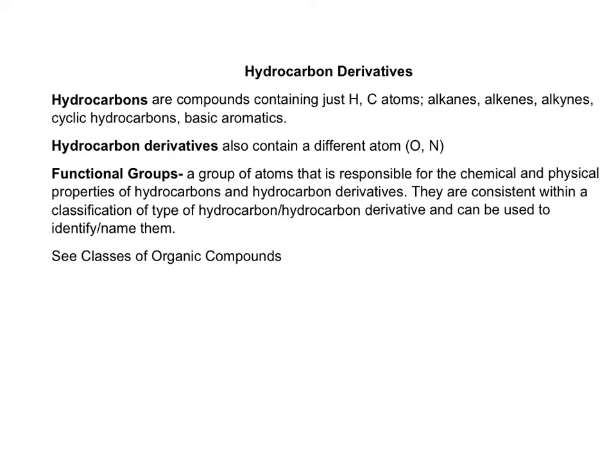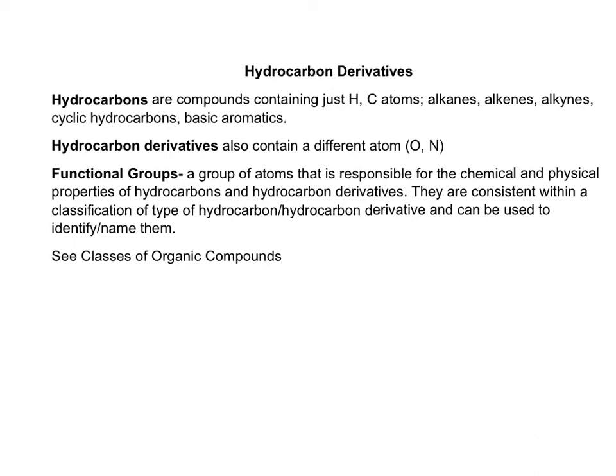So, functional groups. Functional groups are a group of atoms that is responsible for the chemical and physical properties of the hydrocarbons and the hydrocarbon derivatives. They are consistent within a classification of type of hydrocarbon or hydrocarbon derivative and can be used to identify or name them. So if you see the same cluster of atoms, you'll be able to recognize which hydrocarbon group or hydrocarbon derivative group they belong to.